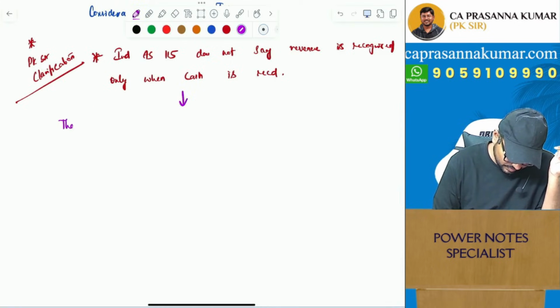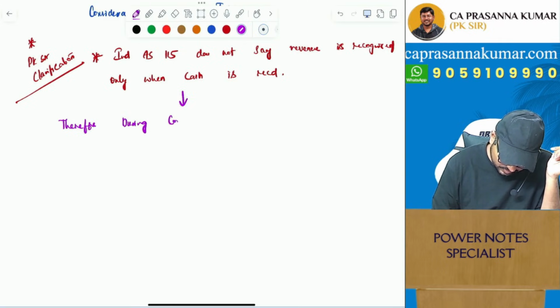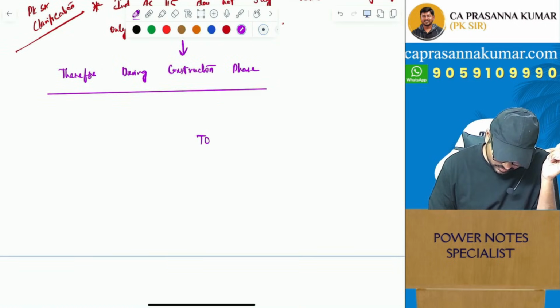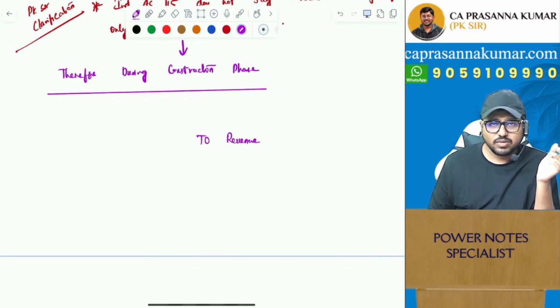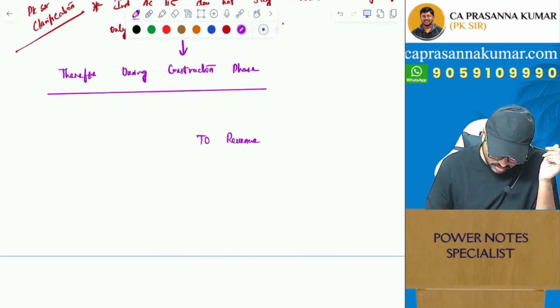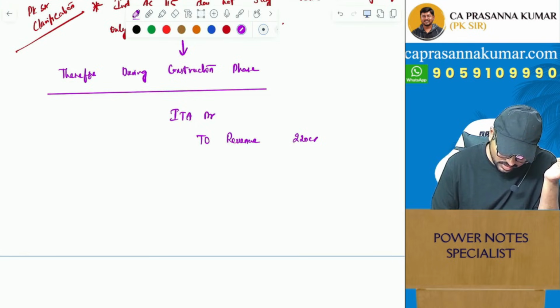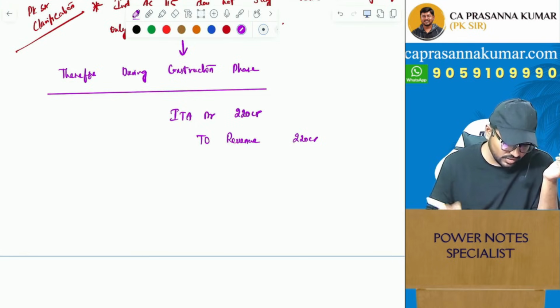Therefore, during the construction phase, you will recognize revenue because this is a different PO, performance obligation, and the transfer of control happens. Obviously, revenue at fair value, which is nothing but 220 crore. And what you'll be debiting, it's a non-cash consideration in the form of intangible asset. So intangible asset debit, in our example, is 220 crore.